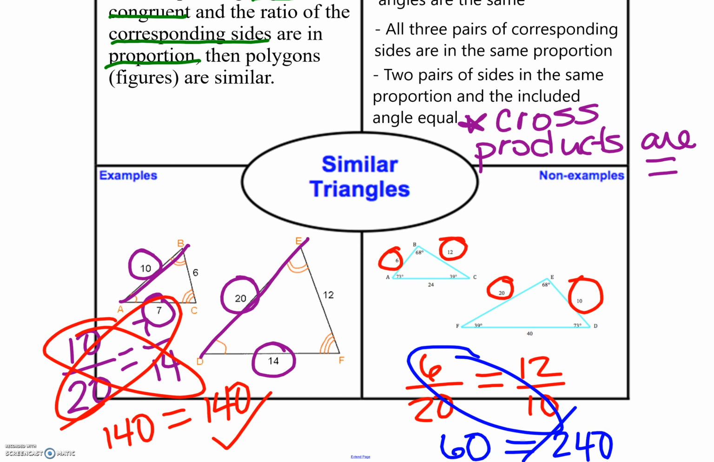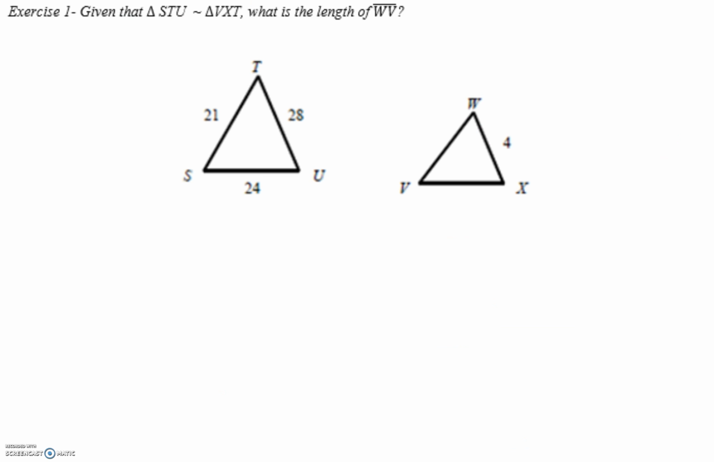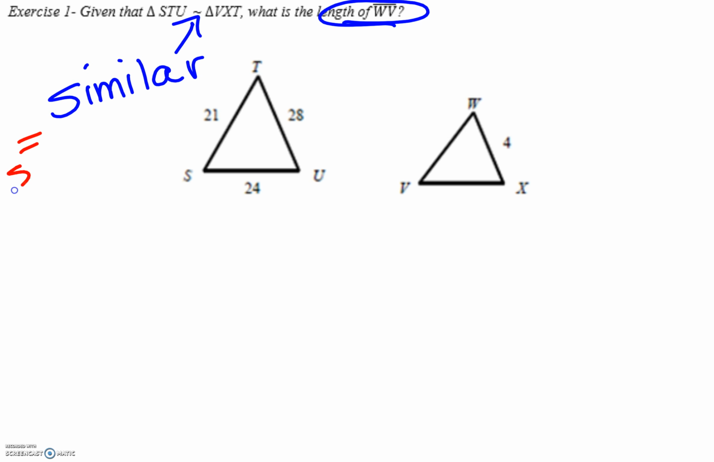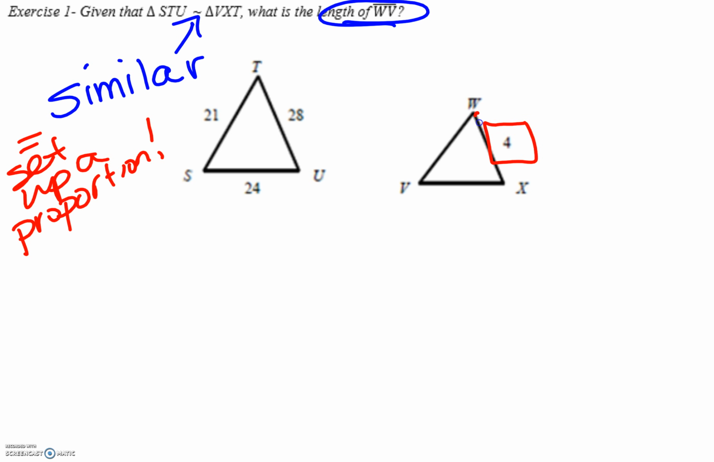So let's look at one example together. Given that triangle STU, that symbol right there means similar, is similar to triangle VXT, what is the length of WV? So again, since we know that they're similar, we can set up a proportion to solve. Since we know our right side of the triangle, we're going to use that as our main proportion. We're trying to find WV, which is this segment here, so the corresponding piece would be 21.